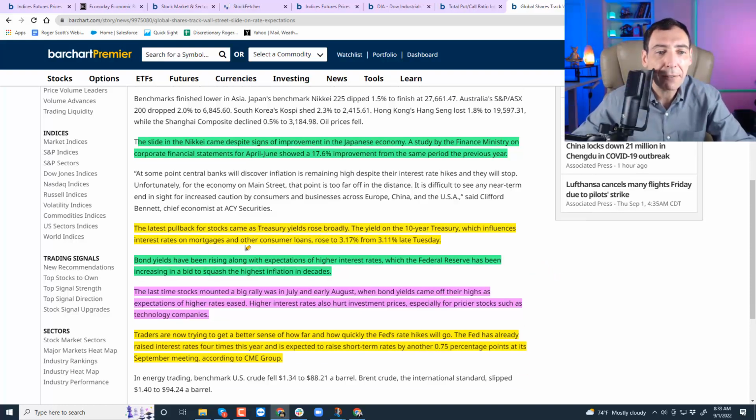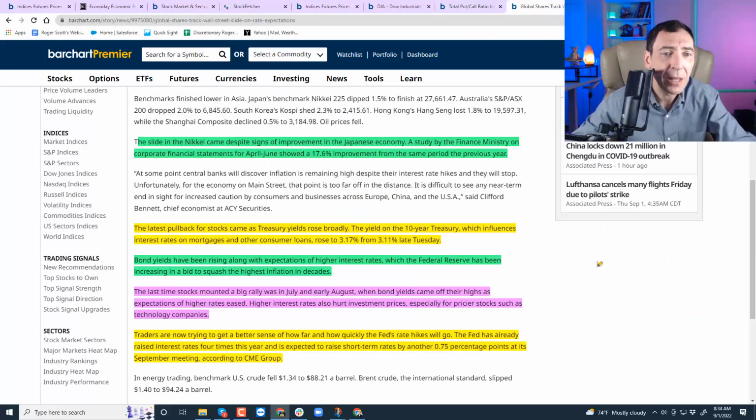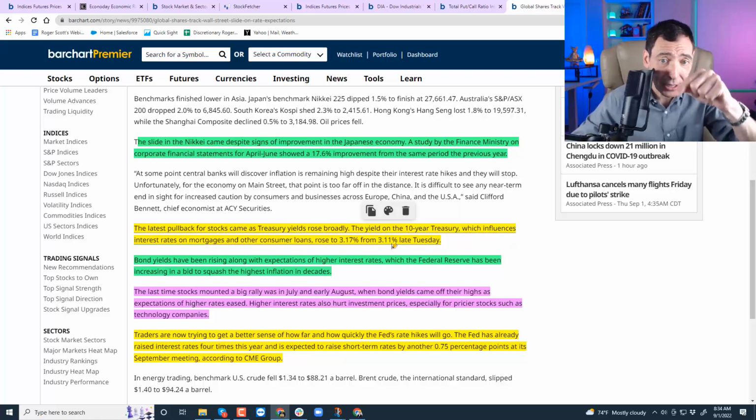Now, the latest pullback from stocks came as Treasury yields rose broadly. That's what I'm talking about now. Bonds going down increases the Treasury yield. Remember, they're inverse to each other. So the yield on the 10-year, which influences interest rates on mortgages and other consumer loans, rose to 3.17 from 3.11. That's that bond market going down.